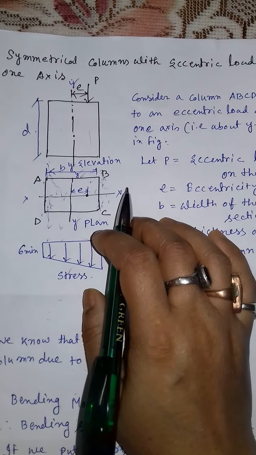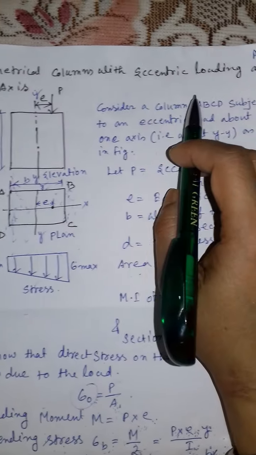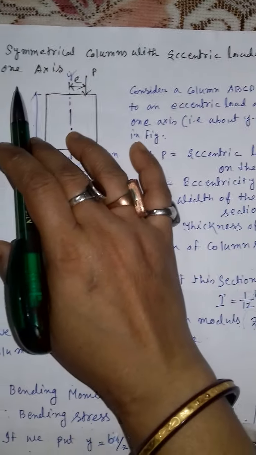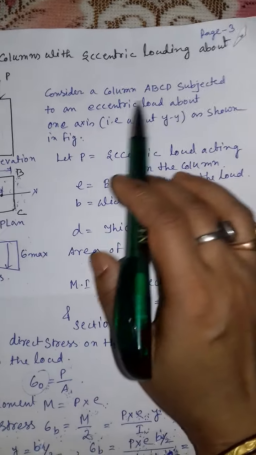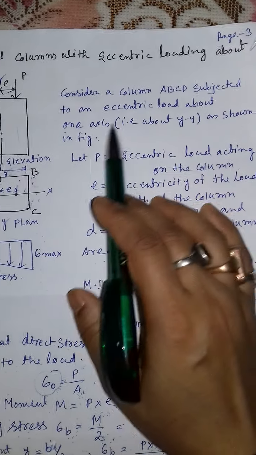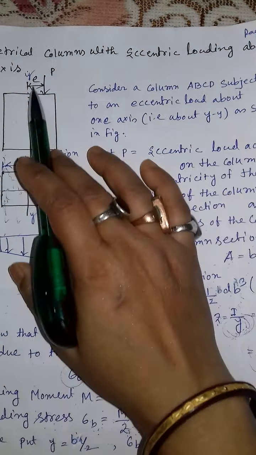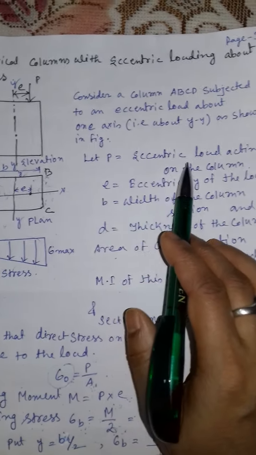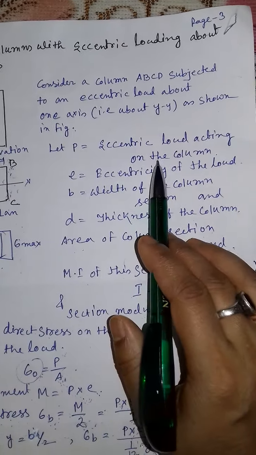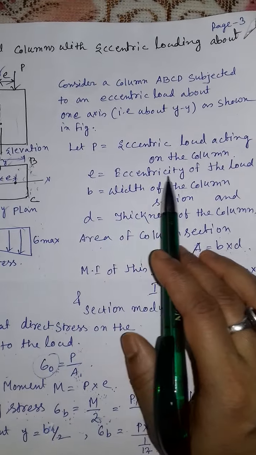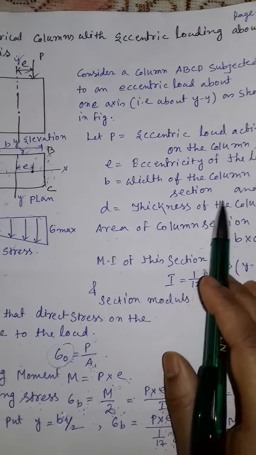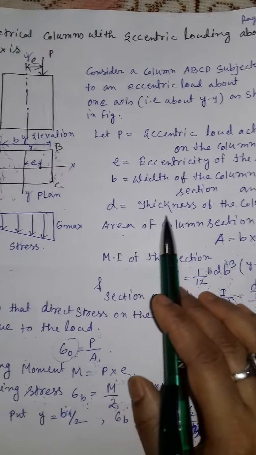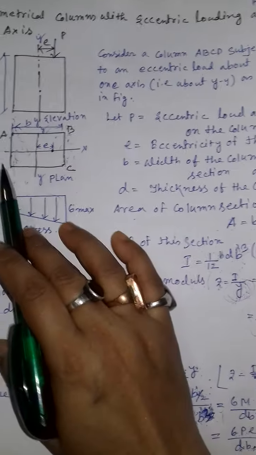Student, in this video I will show symmetrical columns with eccentric loading about one axis. Let's consider a column ABCD subjected to an eccentric load about the YY axis. Let P be the eccentric load acting on the column, e is the eccentricity of the load, b is the width of the column section and d is the thickness of the column.